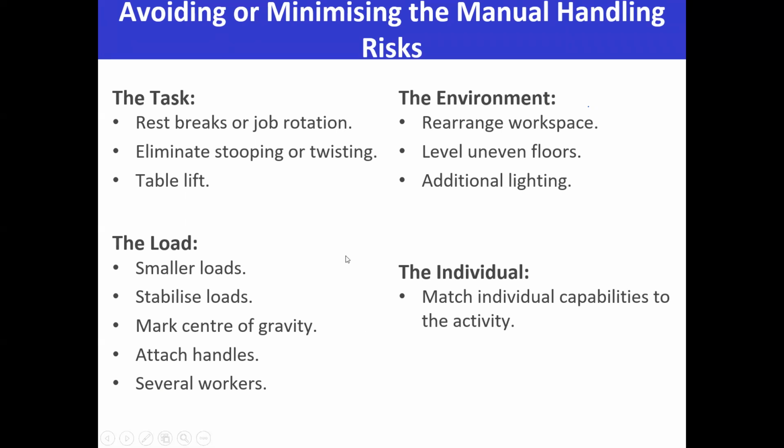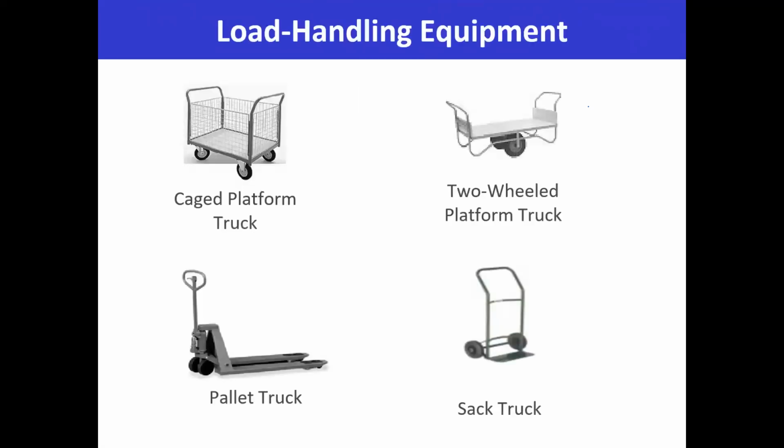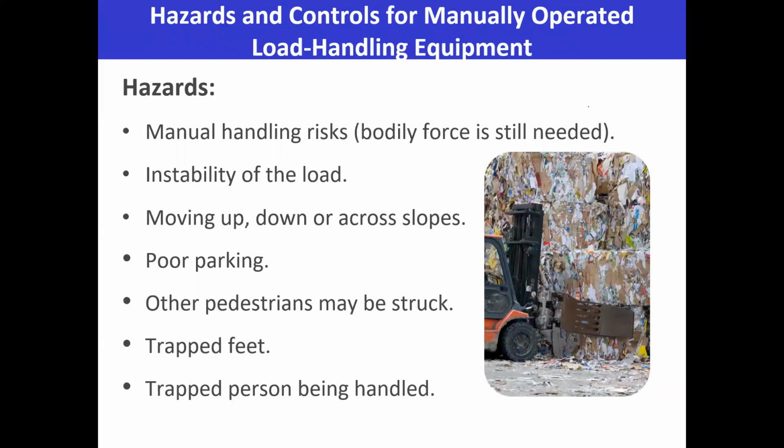The environment: you need to arrange the workspace, level uneven floors, and give additional lighting. And for the individual, you need to make sure of the matching of the individual and his capabilities to the load lifted. Then we have load handling equipment. Load handling equipment comes in various forms. You can see cage, platform, two-wheeled, pallet trucks, and trolleys, etc.